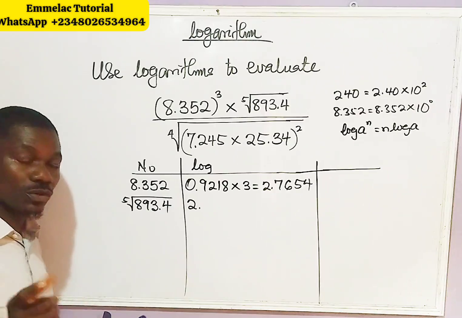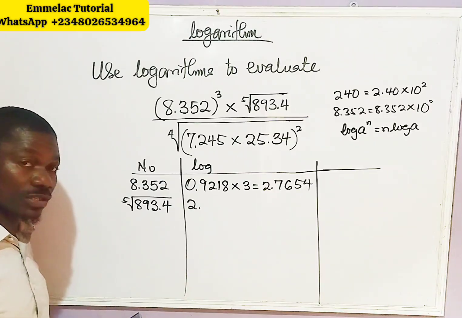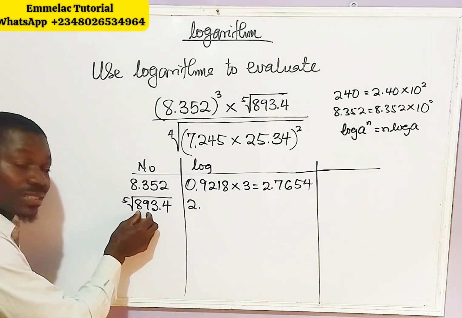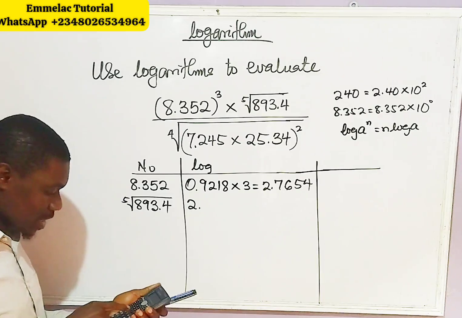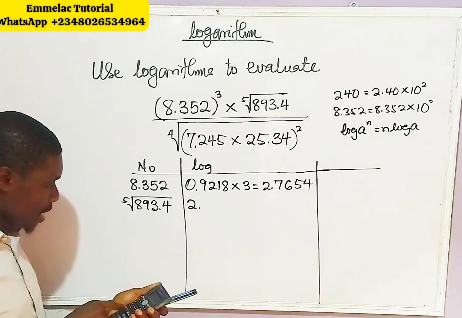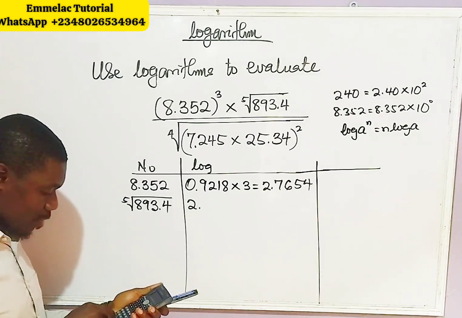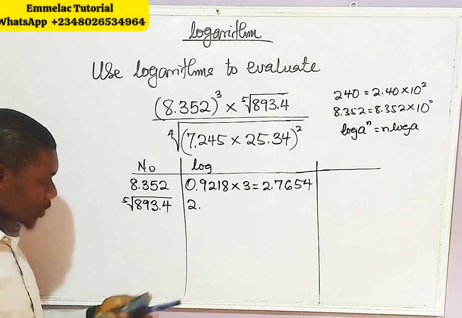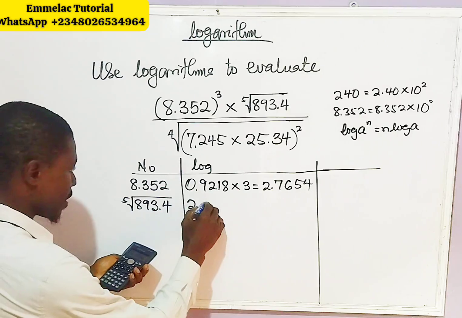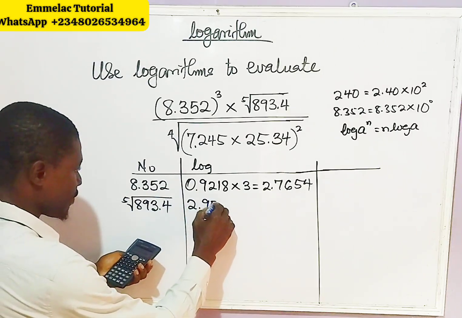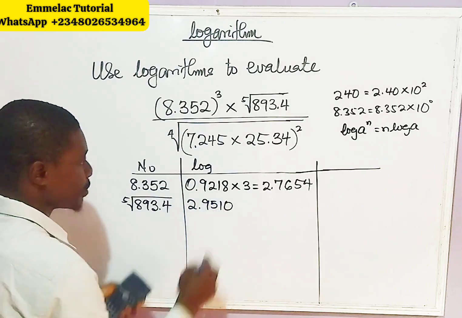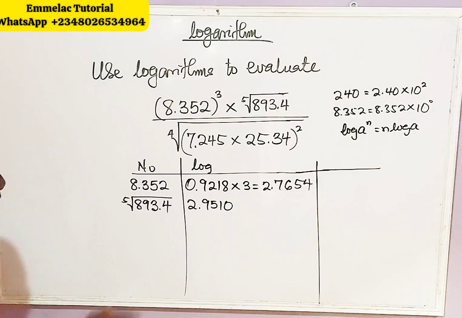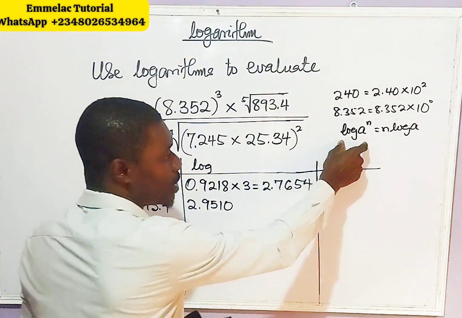Then you go into use probably your calculator or your logarithm table. 89 under 3 difference 4. So here we have 893.4. So we have 9510. Okay, now in this case, still this rule.